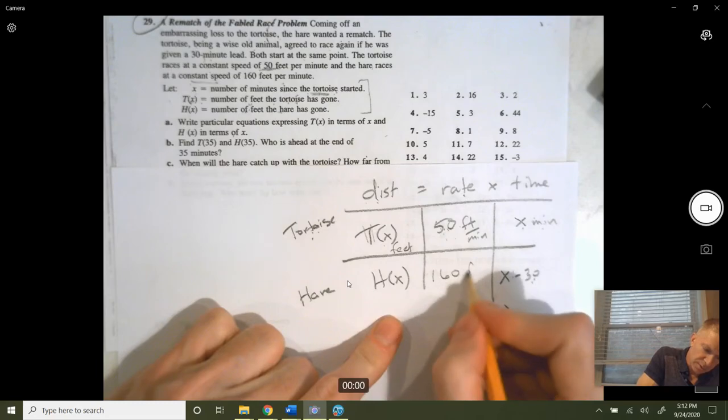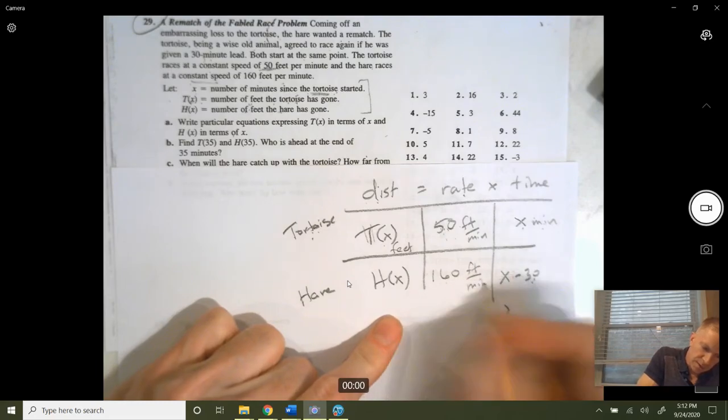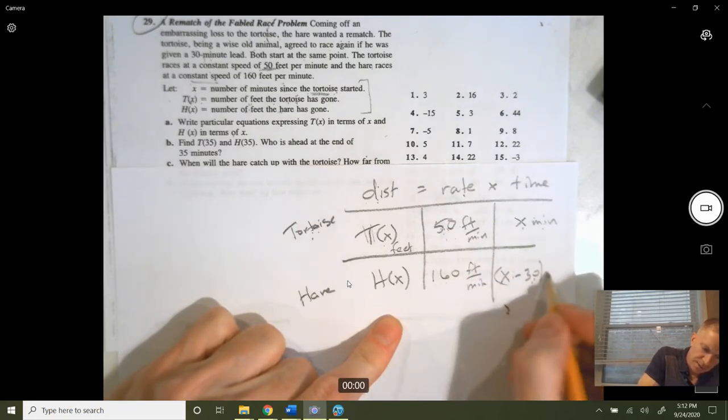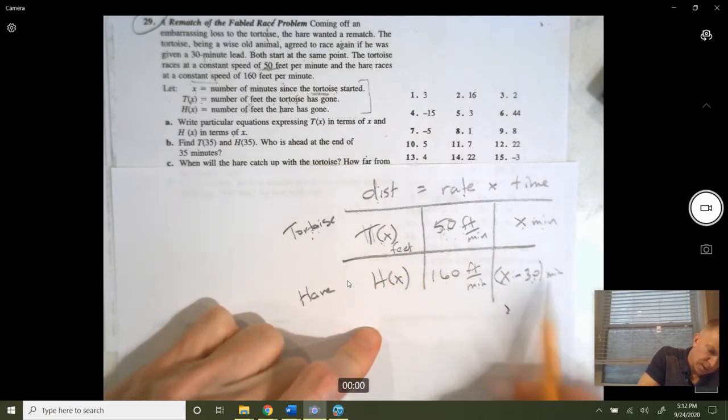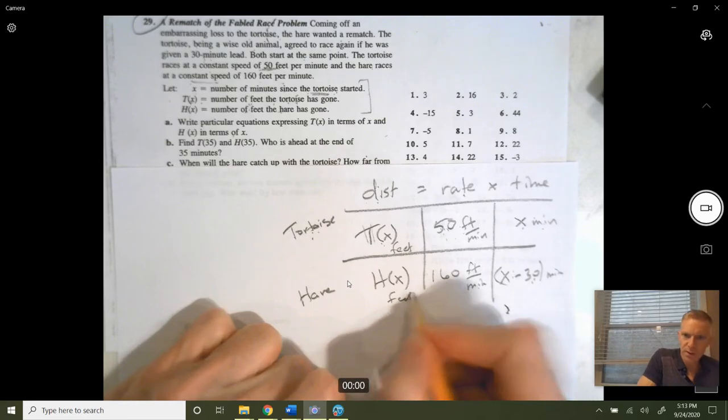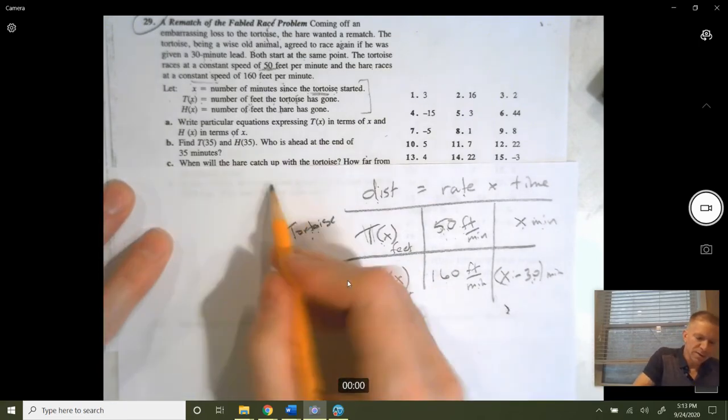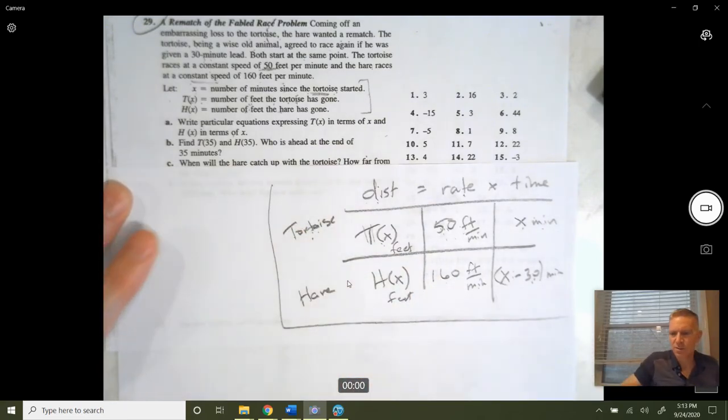This is feet per minute, and this should be in minutes. So distance equals rate times time. When you multiply these together, you're going to get feet. You don't have to do this. I like to do something like this with distance, rate, and time when it's useful.